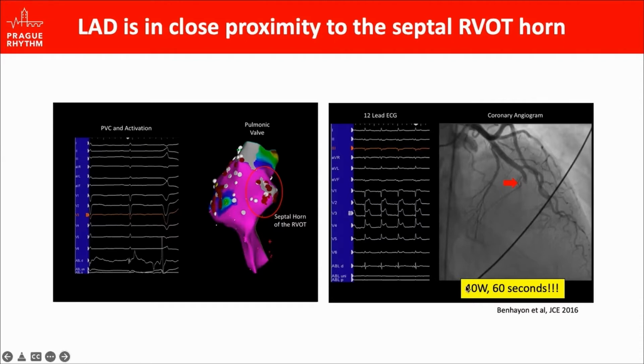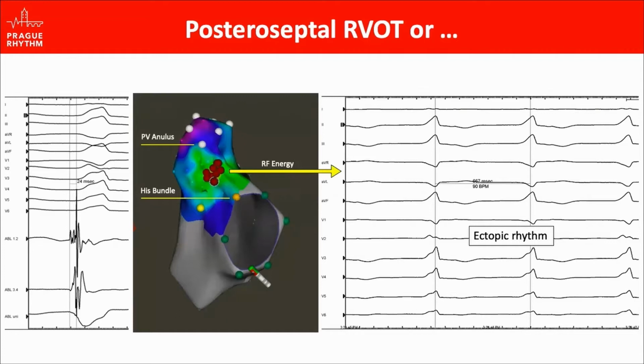Hopefully, this lady had a normalized ejection fraction after this. In our experience, 40 watts for 60 seconds in one place in the RVOT is too much, and this is the energy setting they used during this procedure. So it is much wiser, in a case of focal ablation, to map adjacent structures before increasing the power, and this case is a good example of that.